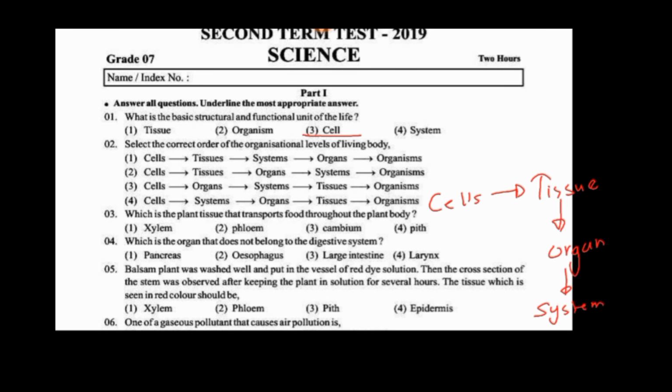Right? So this is given in which answer? Cell, tissue. First one, no, we can't take that one. Cell, tissue, organ, system, organism. So the answer should be the second answer.